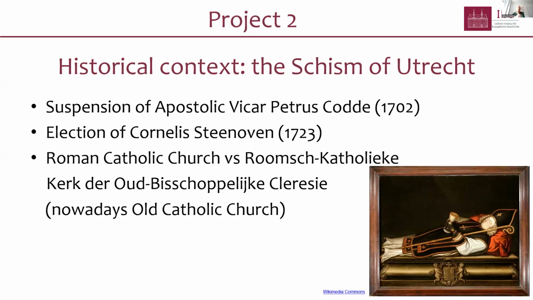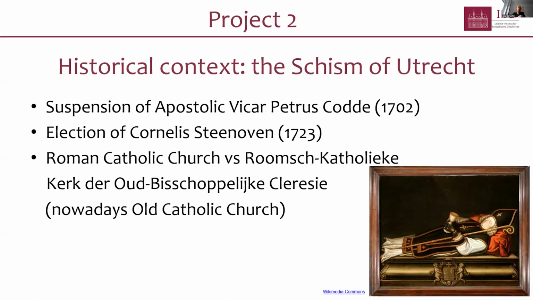And on the other hand, you have lay people and clergymen who sided with Rome. So de facto, a schism started to emerge, and this schism was institutionalized in 1723 with the election and later consecration of Cornelis Steenhoven. You see a portrait of him in the right-hand corner in less happy times. This portrait was made just after he had passed away in 1725.